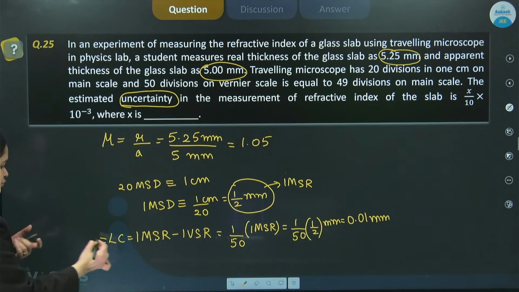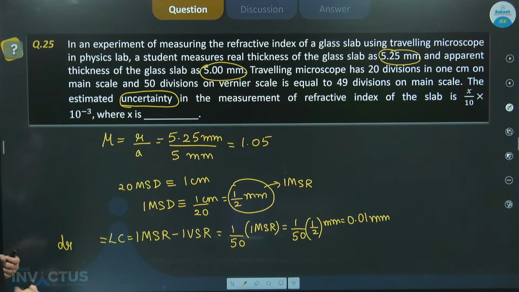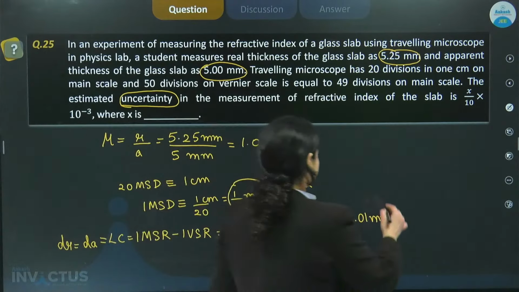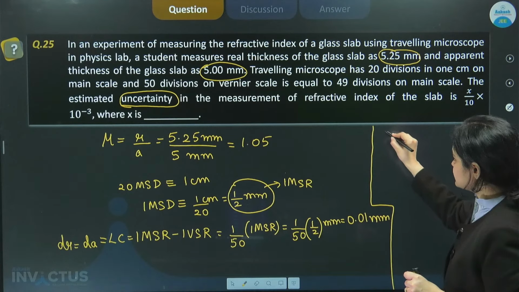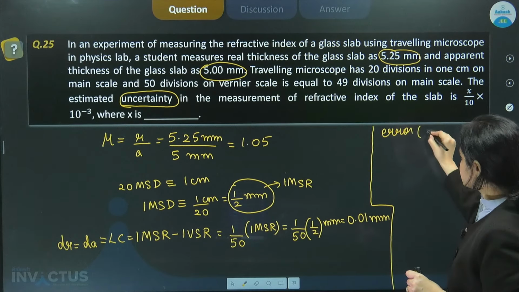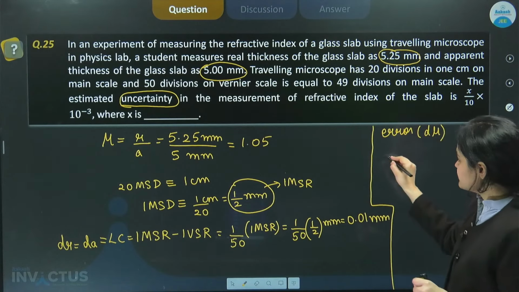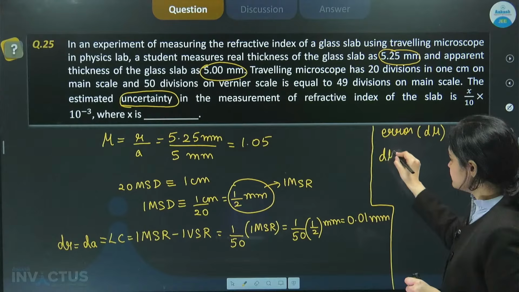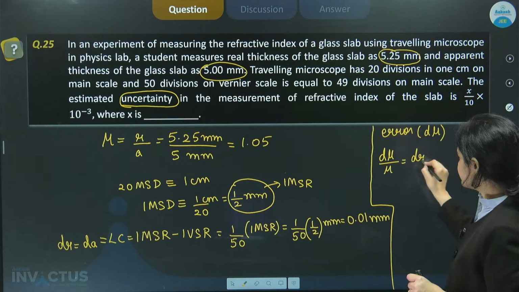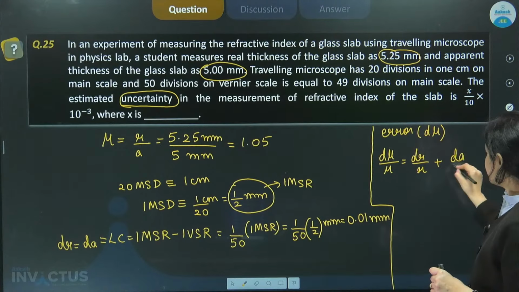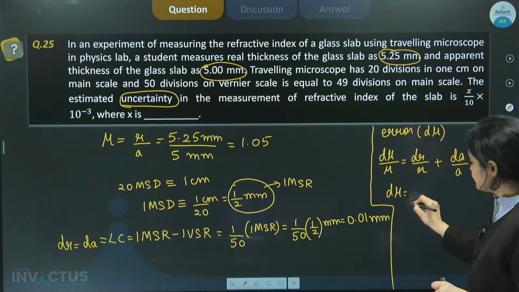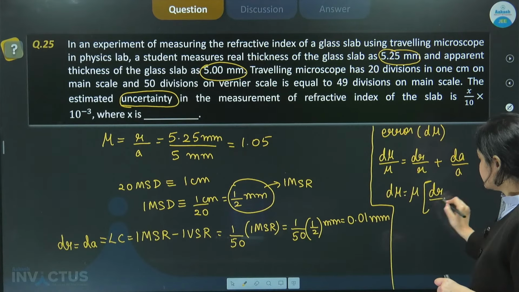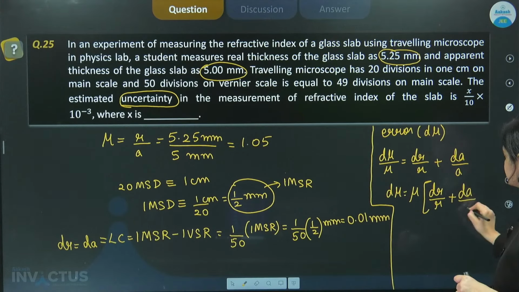So this least count will be the error in calculation of R, and this is also going to be the error in calculation of A. Okay. Now see, now it becomes easier. We need to calculate the uncertainty. We need to calculate the error d mu. So we'll take the relative error because the division rule will apply. So this is d mu by mu equal to dr by r plus dA by A. So everything has been converted to mm. So I can write d mu as mu times of dr by r plus dA by A.